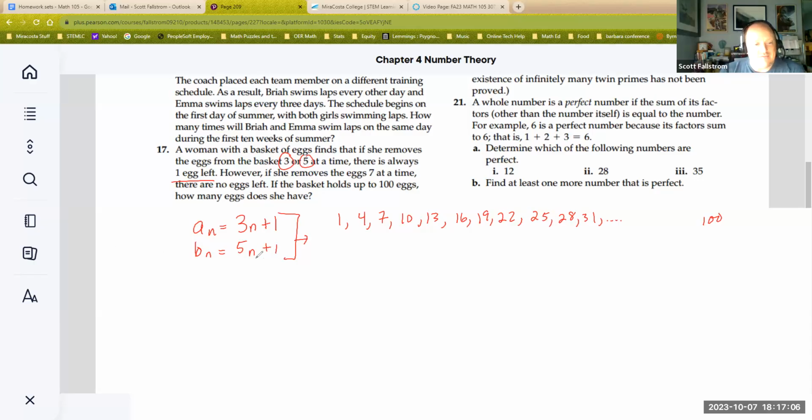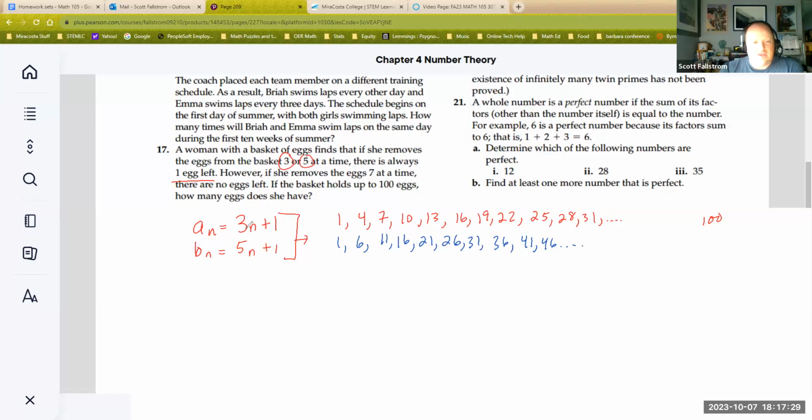So now 5n plus 1 would be a 1, a 6, an 11, 16, 21, 26, 31, 36. Again, I'm going up by 5 each time, so that's a little bit quicker and easier to do than the threes. 41, 46, dot, dot, dot. And what I want you to see is there is a pattern here.